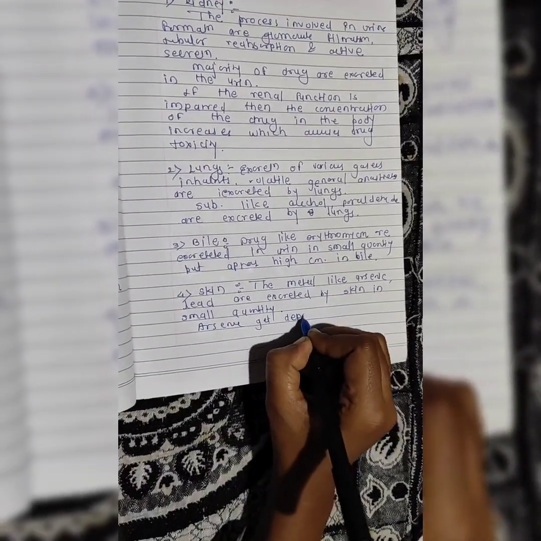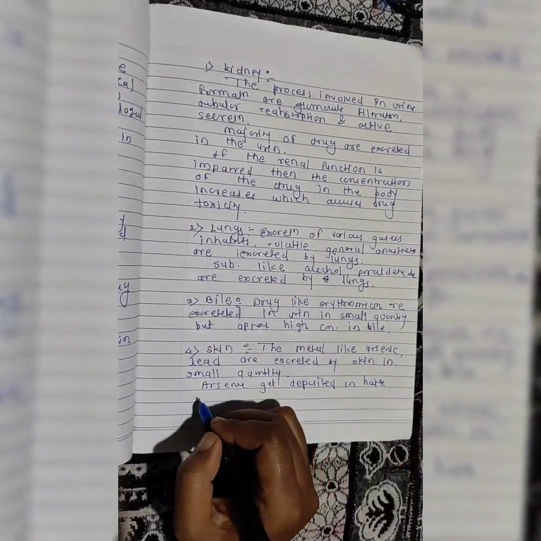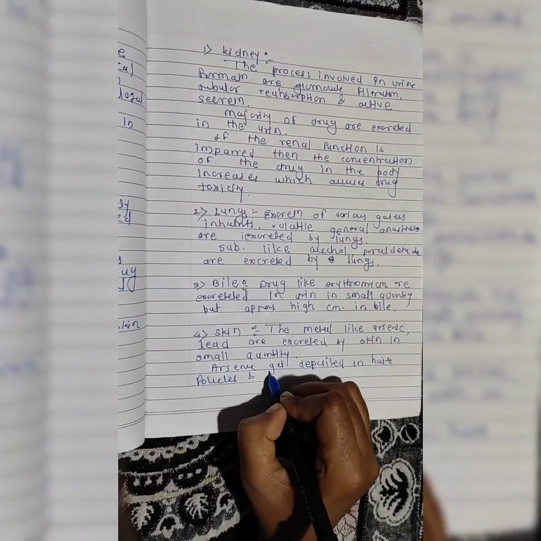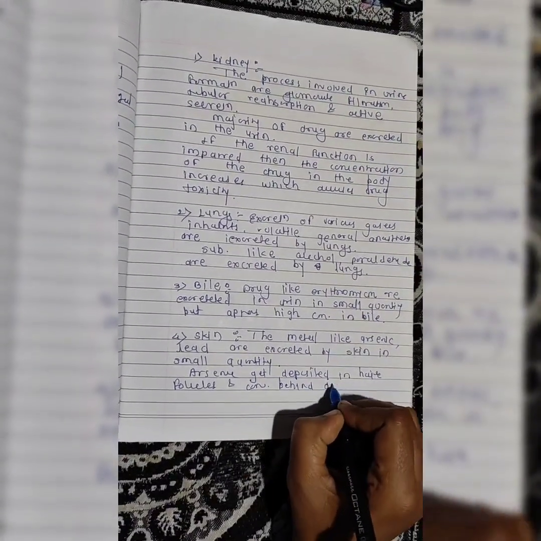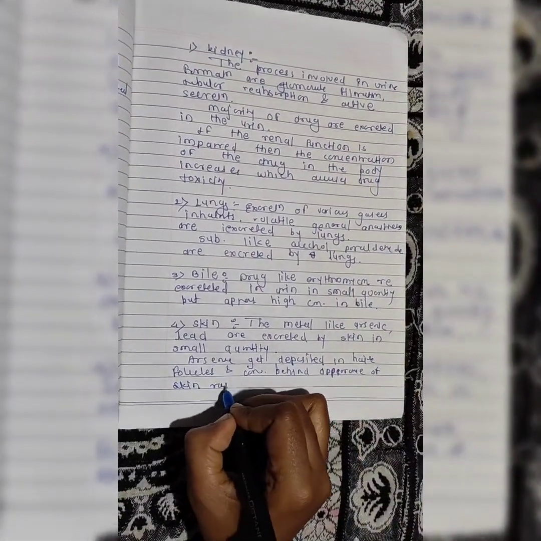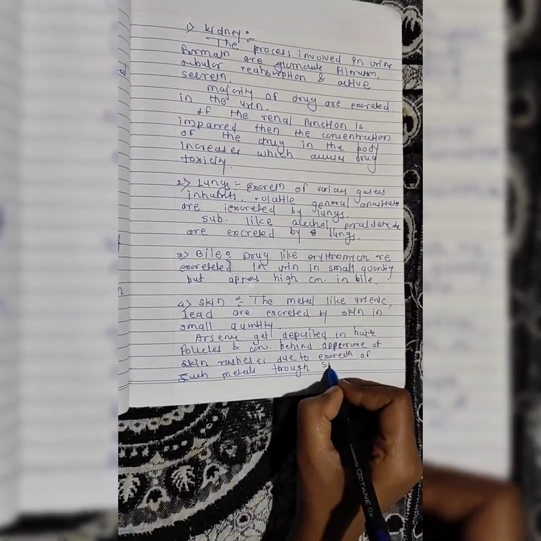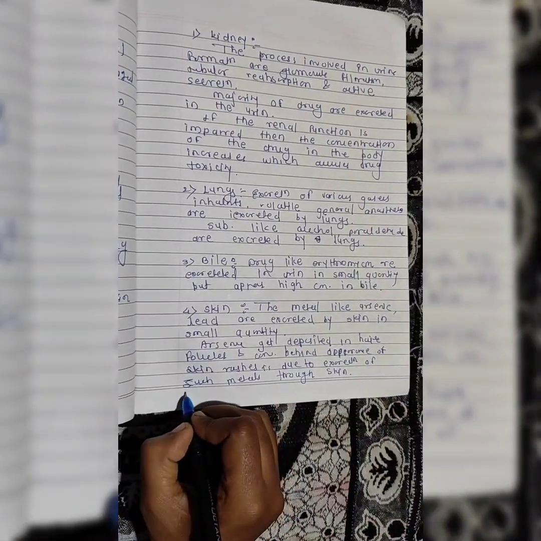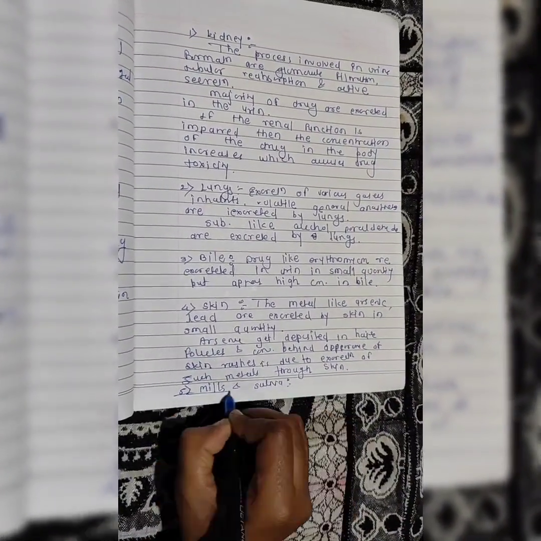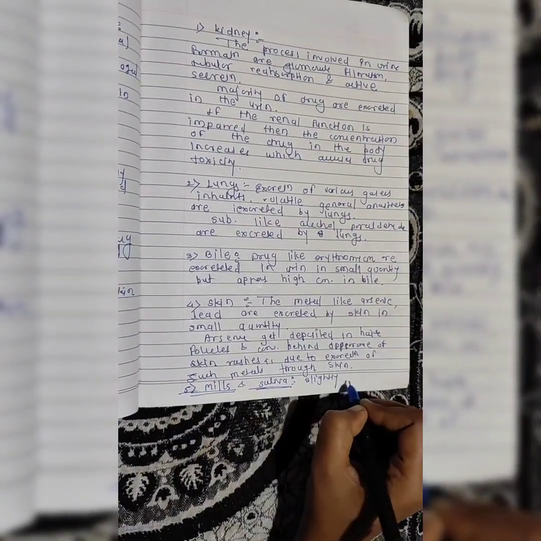Then skin. Metals like arsenic and lead are excreted by the skin in small quantity. Arsenic gets deposited in the hair follicles and concentrated, and the appearance of skin rashes is due to the excretion of such metals through the skin.